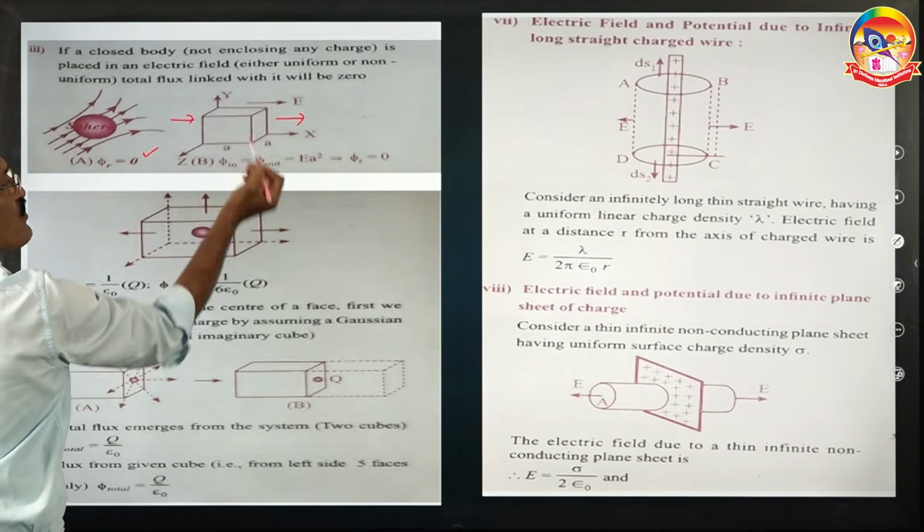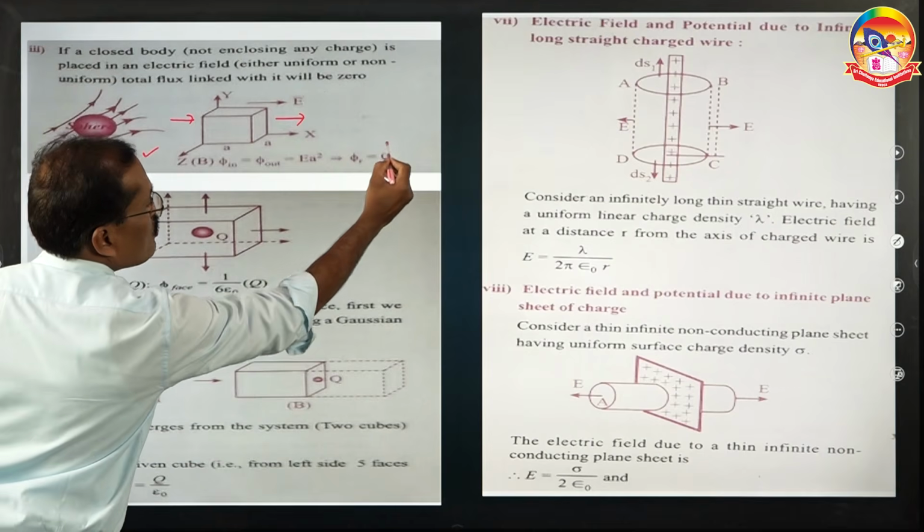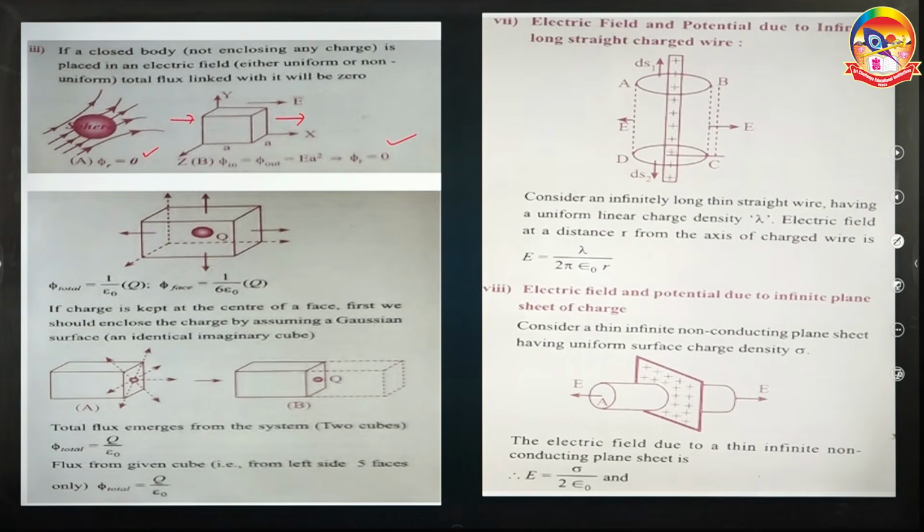If the field is uniform and the cube is placed, here the flux is negative, here the flux is positive, the net flux is equal to how much? 0.